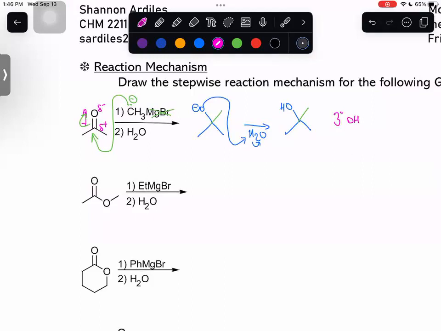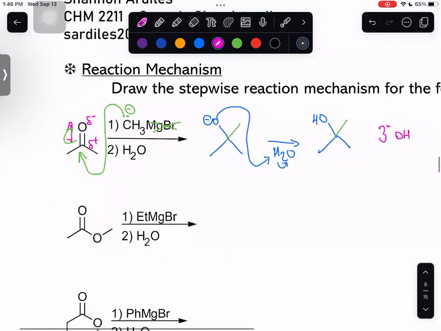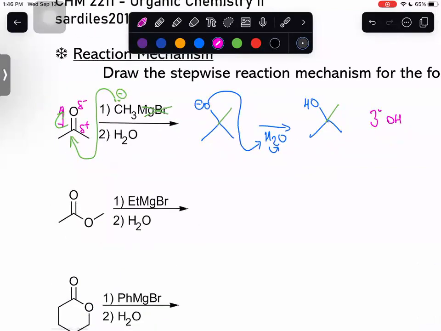We have 4 minutes left. Do it. We should do the second example. Okay, the second example, it's very similar. It's technically every reduction, it's the same mechanism. The only difference is that with the sodium and lithium reagent, you're adding hydrogens. Grignards, you're adding the carbon chains.